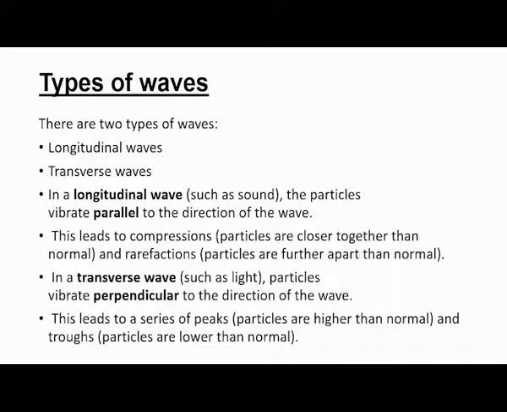Then we move to general wave properties. First we start with the types of waves. There are two main types of waves, longitudinal waves and transverse waves. Students are expected to be able to differentiate between transverse waves and longitudinal waves, and also be able to give an example of each. They should also be able to label the different components on the longitudinal waves and transverse waves.